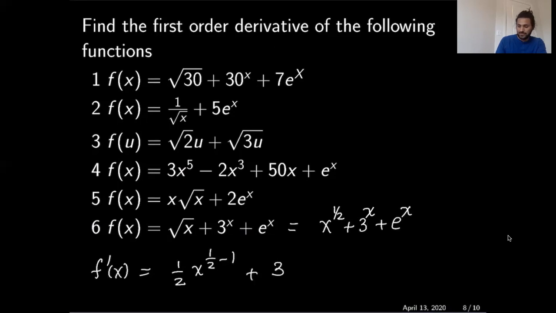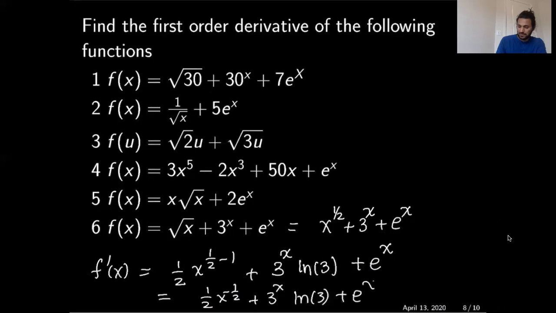The derivative of an exponential function is the exponential function as it is times the natural log of the base, and the derivative of e to the power x is equal to itself. So this will be 1/2 x to the power -1/2 plus 3 to the power x natural log of 3 plus e to the power x. So here are the derivatives of all these 6 functions.